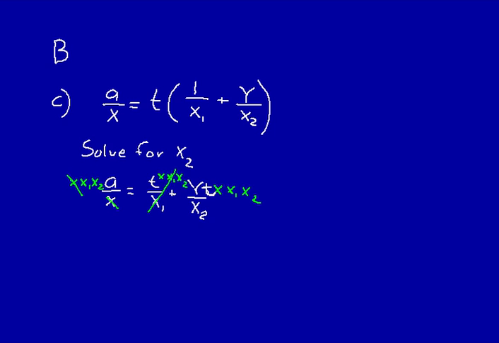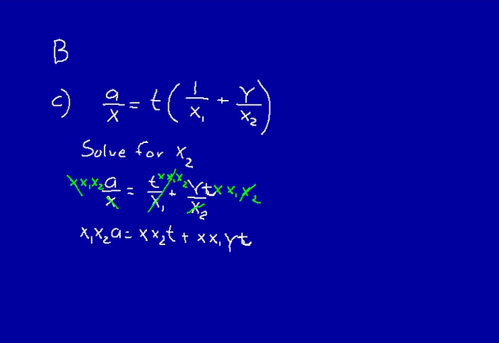x1, x2a is equal to x, x2t plus x, x1yt. Now keep in mind what we're solving for. We're solving for x2. Now we can go ahead and use our addition rules to get all the x2 terms on one side, and then we'll use multiplication rules of algebra to isolate the x2 variable.